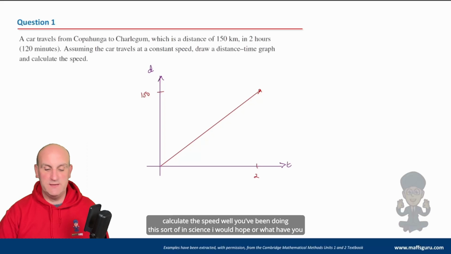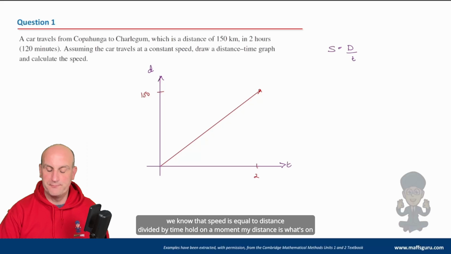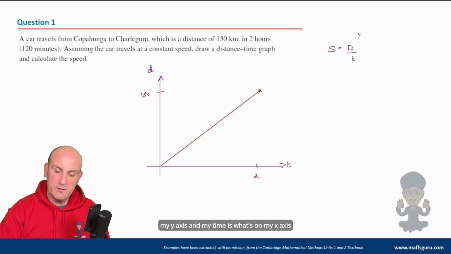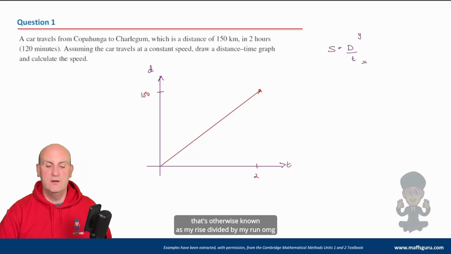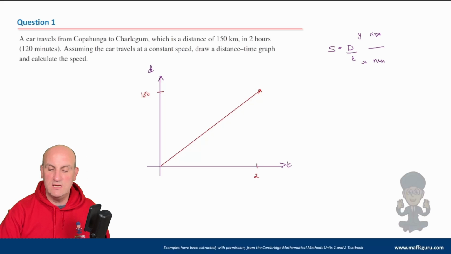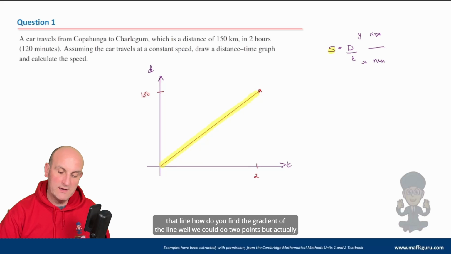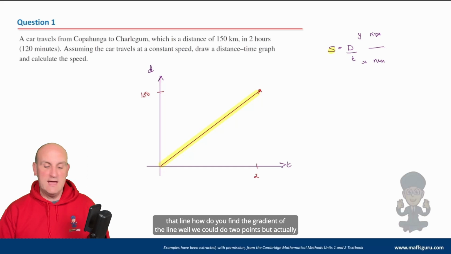It says calculate the speed. Well, you've been doing this in science, I would hope. We know that speed is equal to distance divided by time. Hold on a moment. My distance is what's on my y-axis, and my time is what's on my x-axis. That's otherwise known as my rise divided by my run, OMG. Just by looking at this, we now know that actually our speed is nothing more than the gradient of that line. How do you find the gradient of the line?